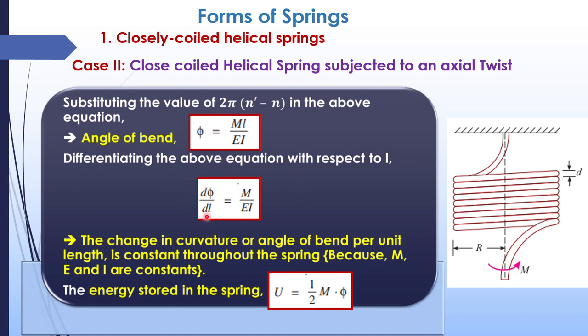Why? Because when we are differentiating it with respect to length, you will get a constant at the right. M is a constant, E is a constant, I is a constant. So M by EI is also a constant. So that means curvature is not changing. The change in curvature or angle of bend per unit length is constant throughout the spring. Now, so this is about the angle of bend. Now the energy stored in the spring is nothing but half into bending moment into phi. Bending moment into phi. In the previous case it was half into W into delta.